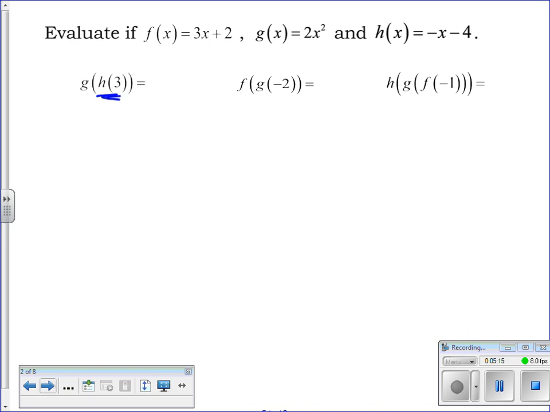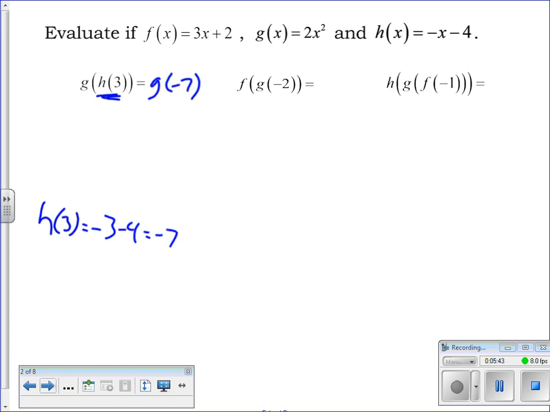So off to the side, I go, okay, what's h of 3? Put in 3 for x. So it's negative 3 minus 4, which is negative 7. H of 3 is negative 7. Do you see where I got negative 7 from? Okay. So if I want to find g of h of 3, that really means I'm looking for g of negative 7.